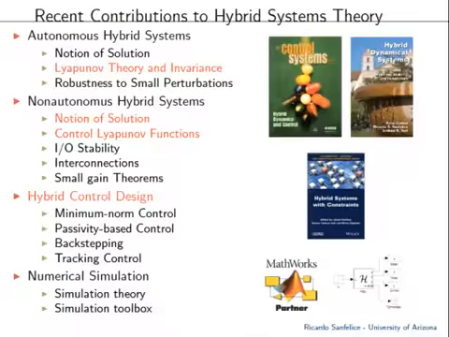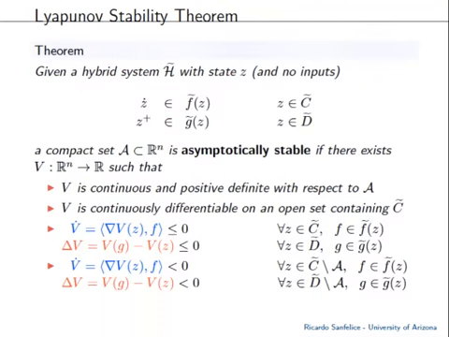So by now a theorem is overdue in this slide, so let me give you the first one. If you're given a hybrid system H tilde with a state Z, so this system has no inputs, so you can write it as a hybrid system, okay? And you're given a compact set A, subset of the state space, then your goal is to come up with a way to prove that it's asymptotically stable, both stability and attractivity.